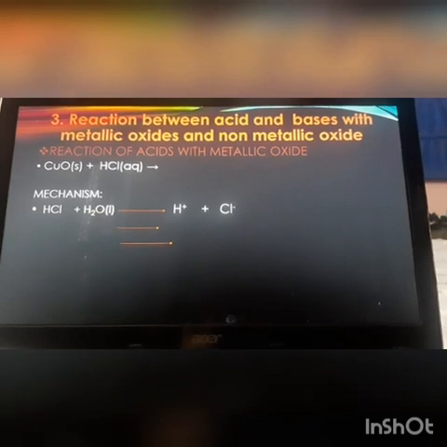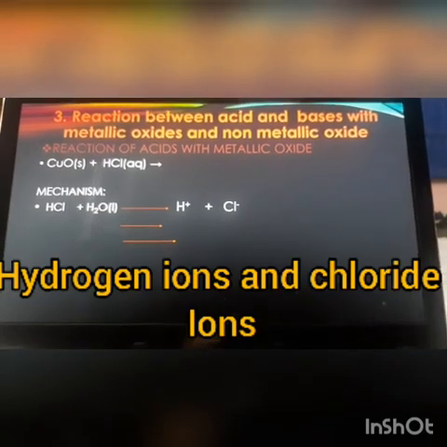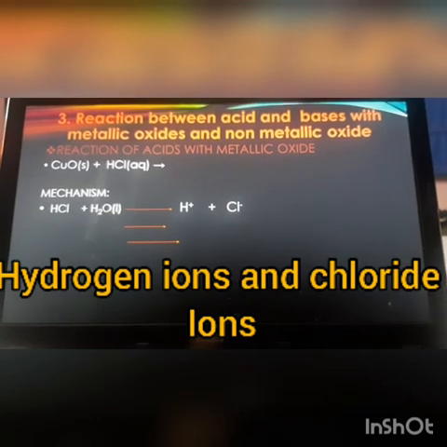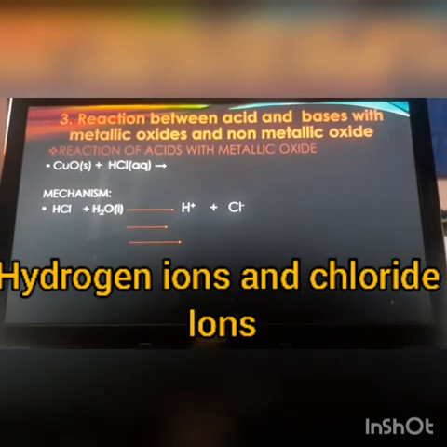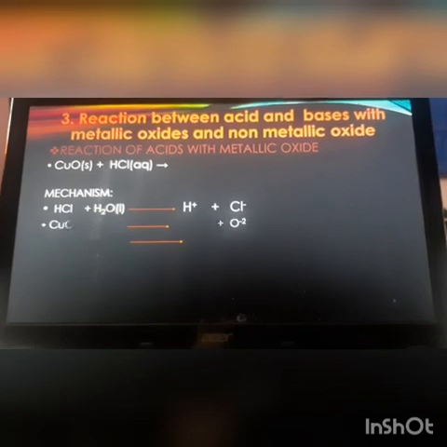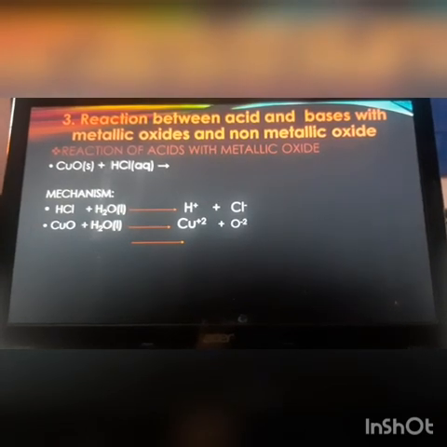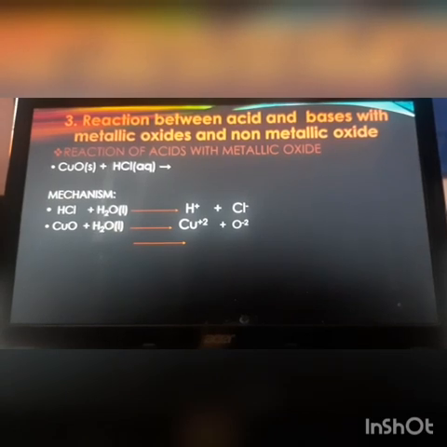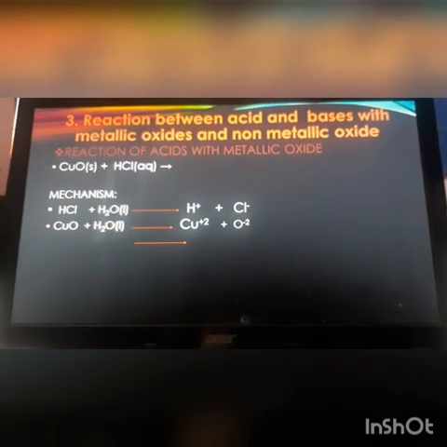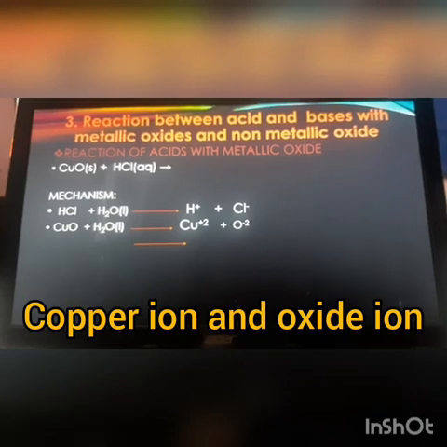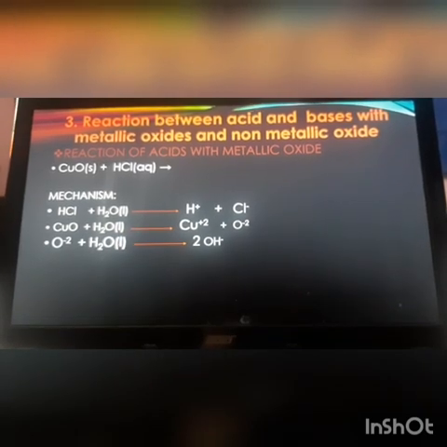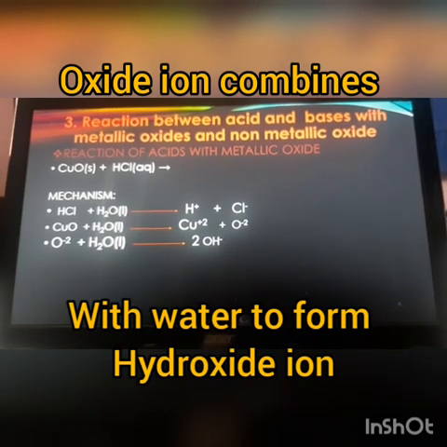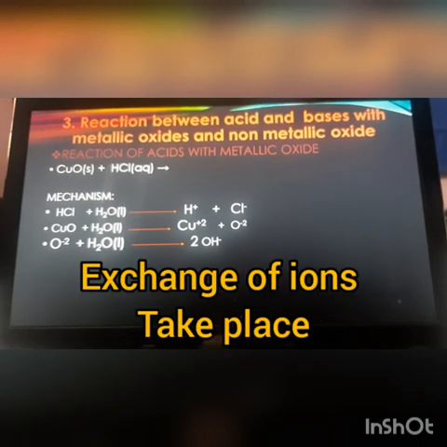As we know, the hydrochloric acid is in the aqueous state. So as soon as it dissolves in the water, it immediately splits into ions. Now what happens to the copper oxide? When copper oxide comes in contact with the water, it also splits into ions: copper ion and oxide ion. The oxide ion combines with the water to form hydroxide ions. Now there is an exchange of ions.